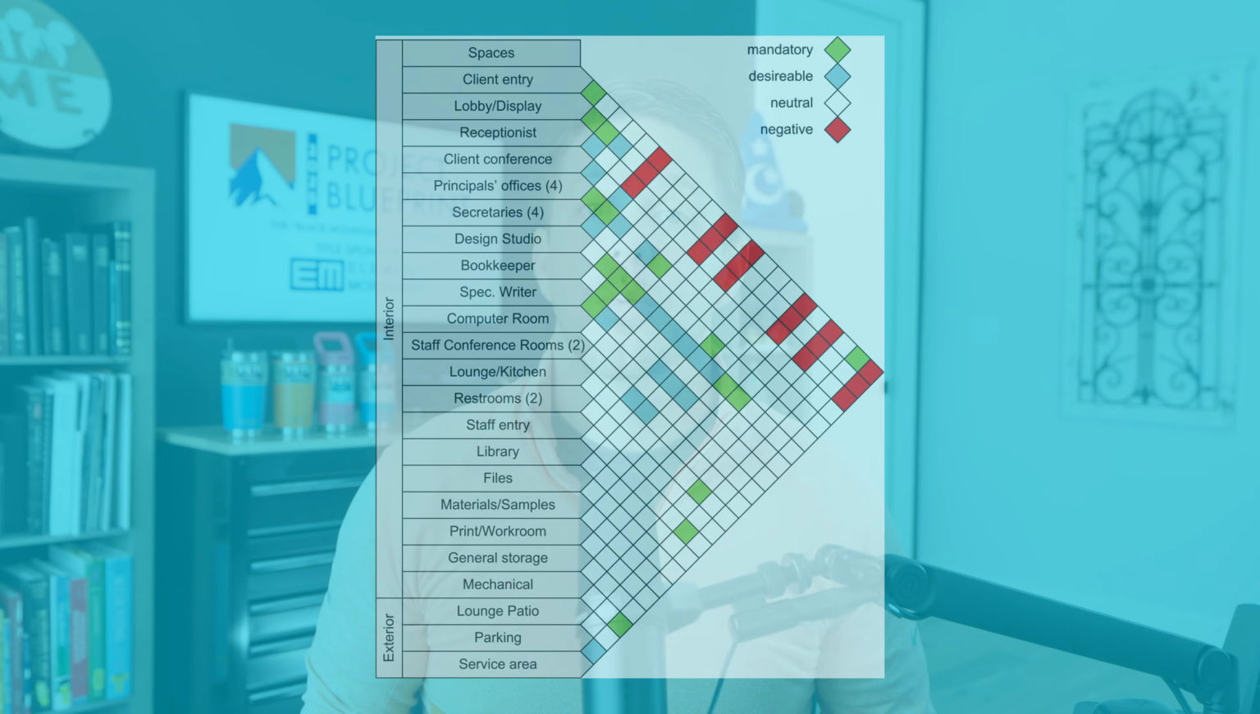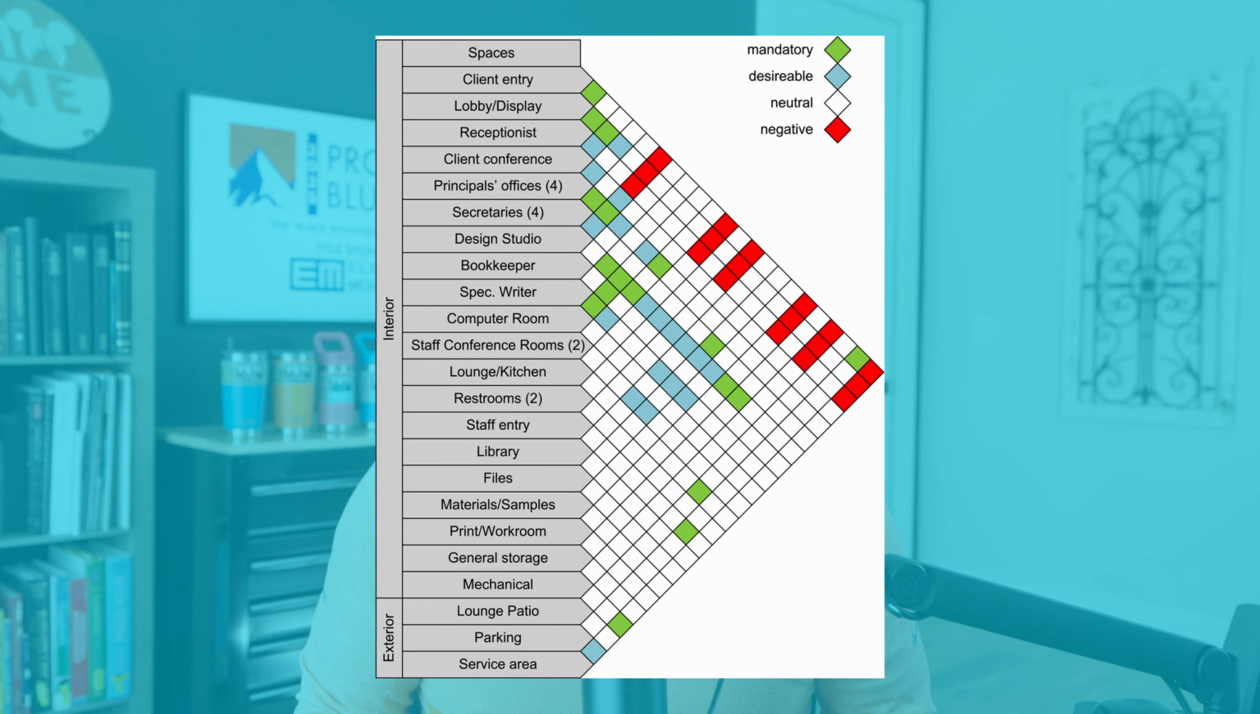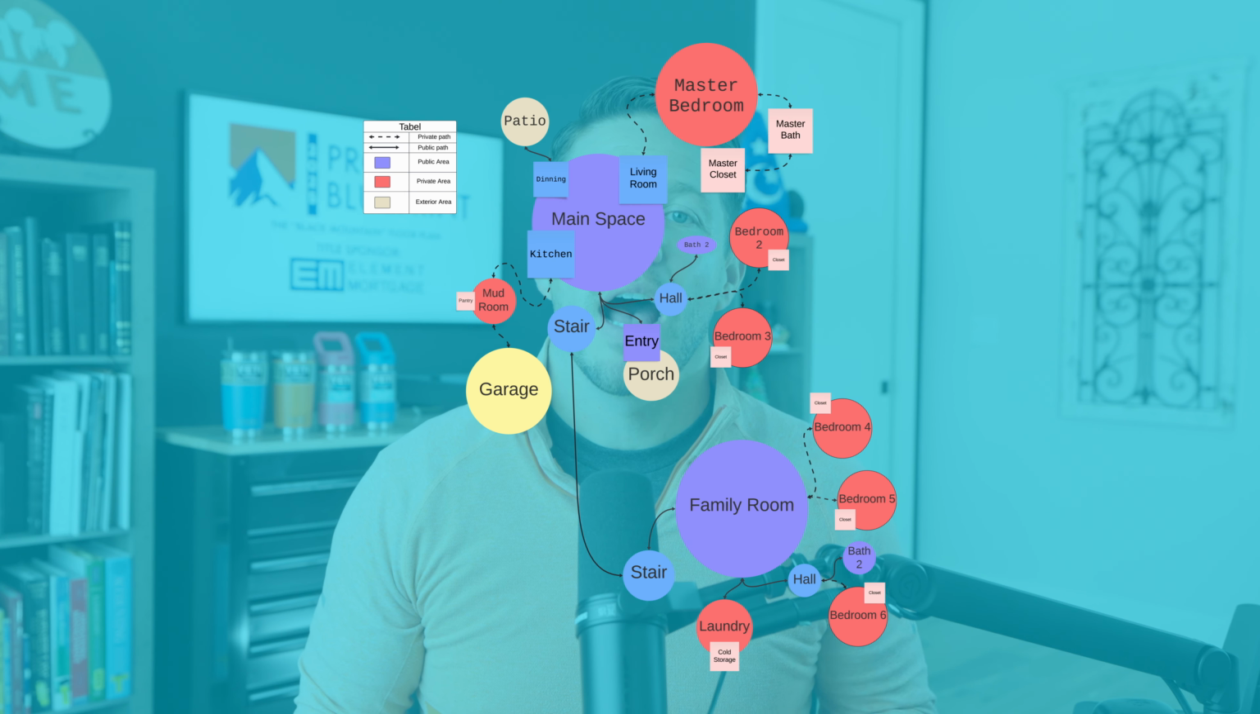All right, moving on to the schematic design phase. This is where we start to turn words into something visual. It's where the concepts start to take shape in physical form on a piece of paper. It often is informed with an adjacency matrix that leads to a bubble diagram. I personally like to use bubble diagrams because it helps me understand visually the flow and connectivity between spaces.